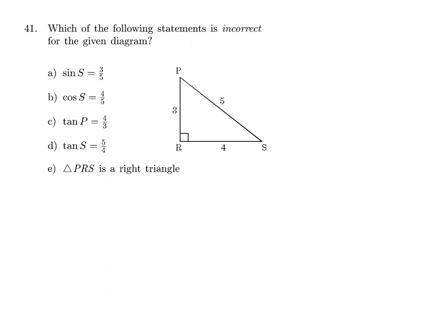Which of the following statements is incorrect for the given diagram? Sine of S is opposite over hypotenuse. That works. Cosine of S is 4 over 5, adjacent 4 over 5. Yeah, that works. That's fine.